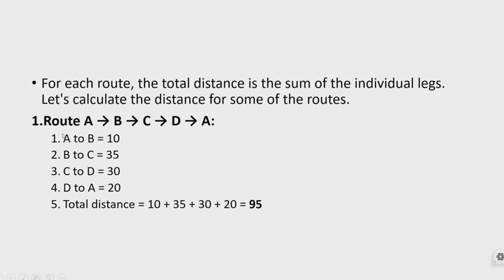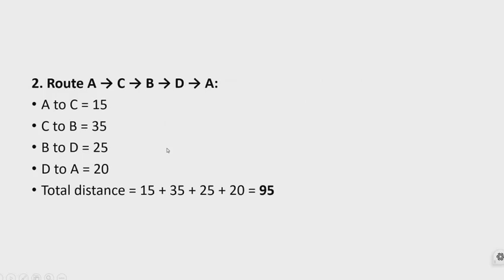For each route, the total distance is the sum of the individual legs. That means individually how it will be calculated. Let's calculate the distance for some of the routes. We can take route 1, that is city A to city B, city B to city C, city C to city D, and city D to city A. A to B is 10, B to C is 35, city C to city D is 30, and city D to city A is 20. The total distance is 10 plus 35 plus 30 plus 20, equal to 95. This is route number 1.